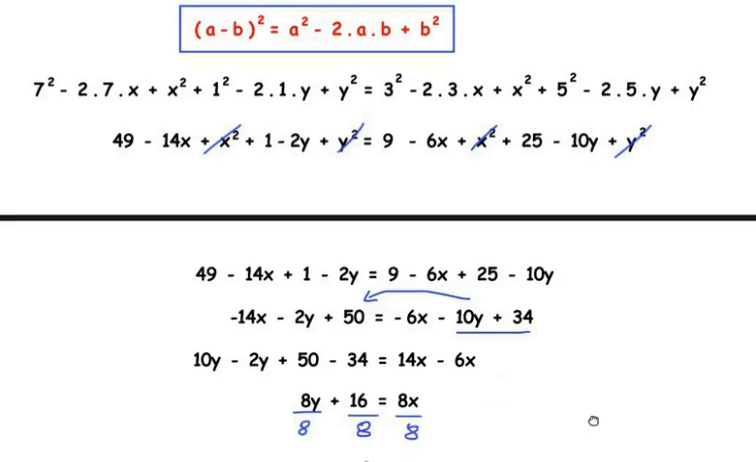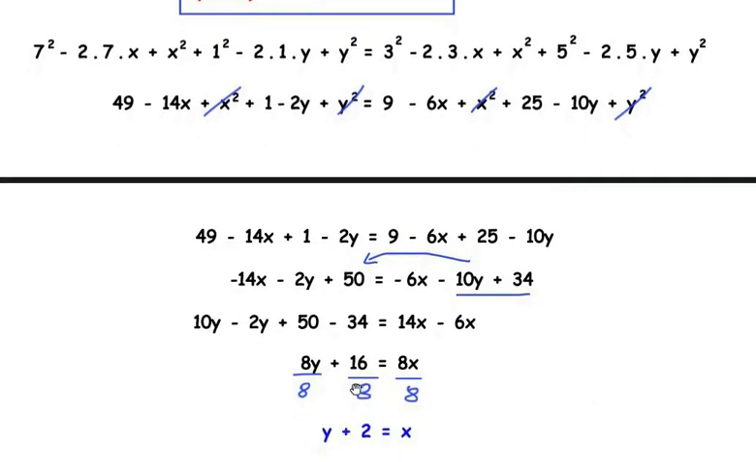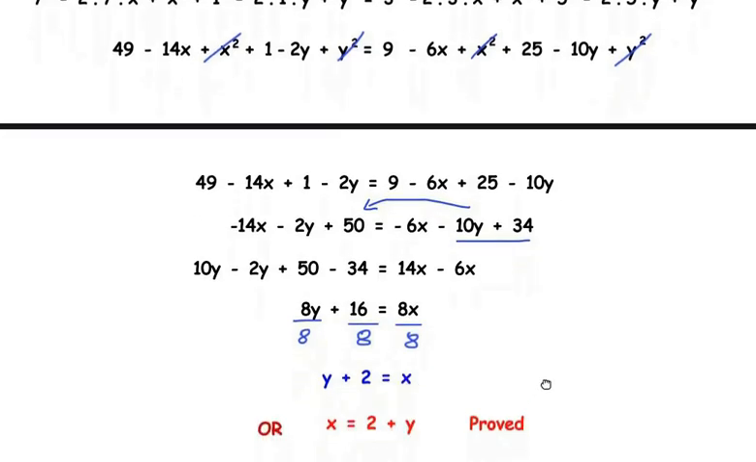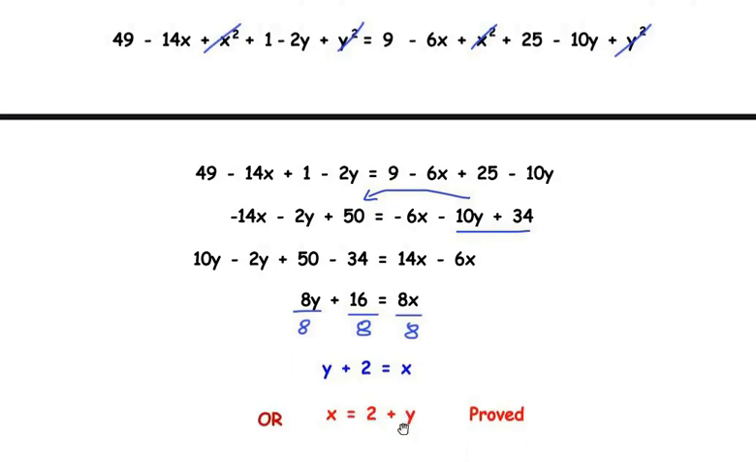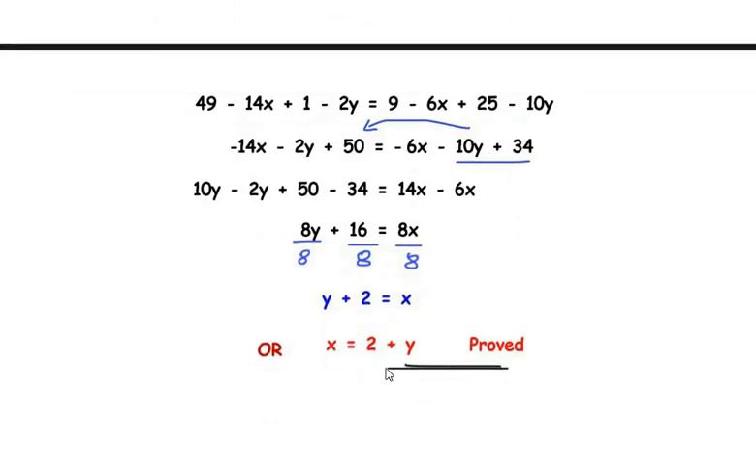So this equation simplifies as y plus 2 is equal to x, or we can write it as x equal to 2 plus y. They both are same. So here we have proved that the abscissa is 2 more than the ordinate, hence proved. So this is going to be our answer.